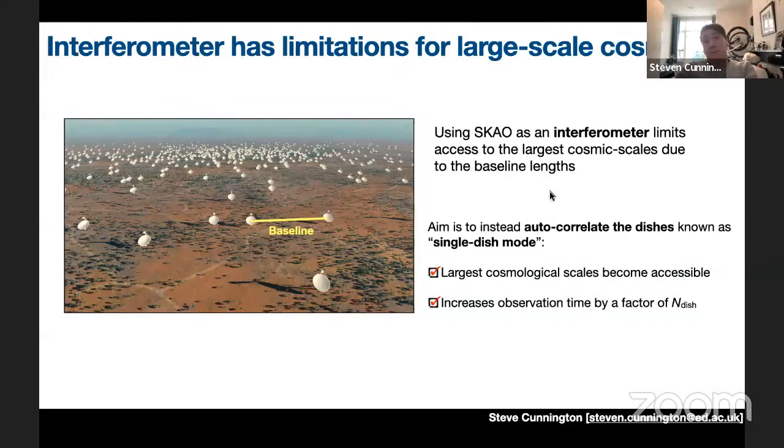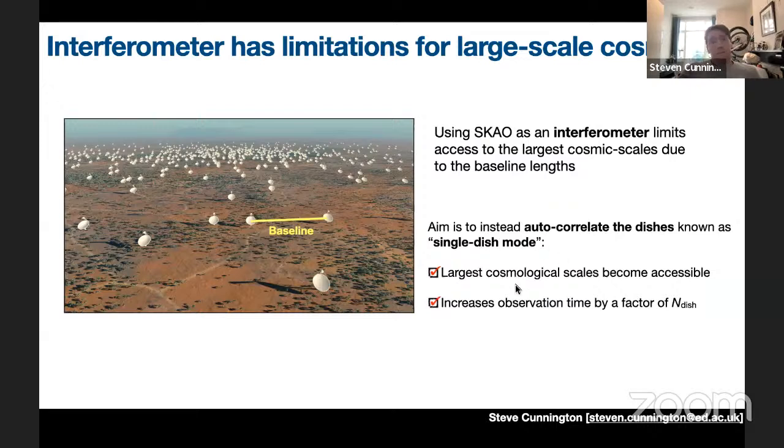So in order to get around this slight limitation, we use this autocorrelation mode. We autocorrelate the dishes, also what we refer to as single dish mode. So instead of using it as an interferometer, we're using it as 64, or eventually 200 individual scanning telescopes. So I guess the drawback to this is that you lose some angular resolution, because now your maximum baseline, which defines your resolution, is now just given by your dish diameter, which is only 13 or 15 meters.